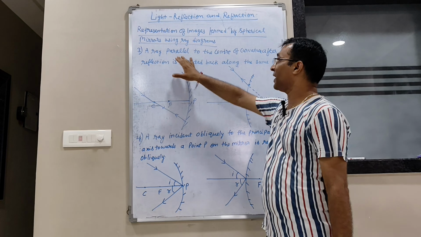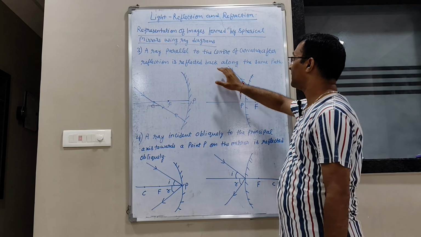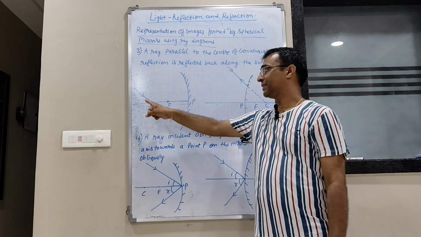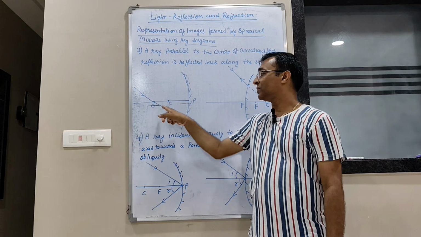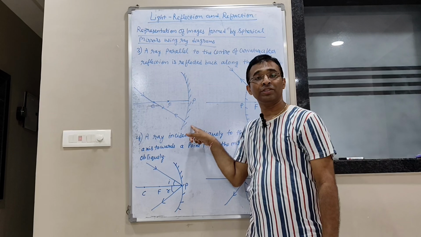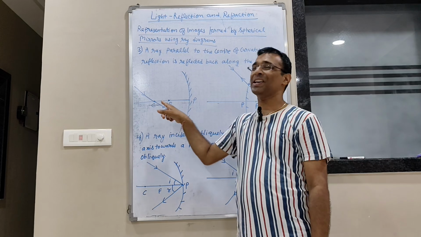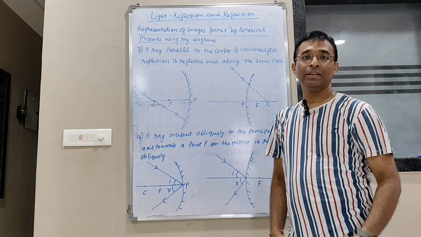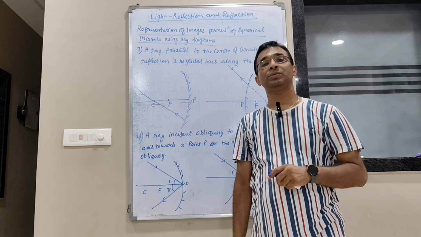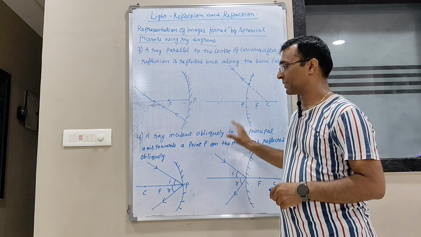Third, a ray passing through the center of curvature after reflection is reflected along the same path. When a ray of light is passing through the center of curvature, after reflection from the concave mirror it traces the same path. As you can see, there is no change of the path. The reflected ray will also pass through the center of curvature. Similarly with the convex mirror.